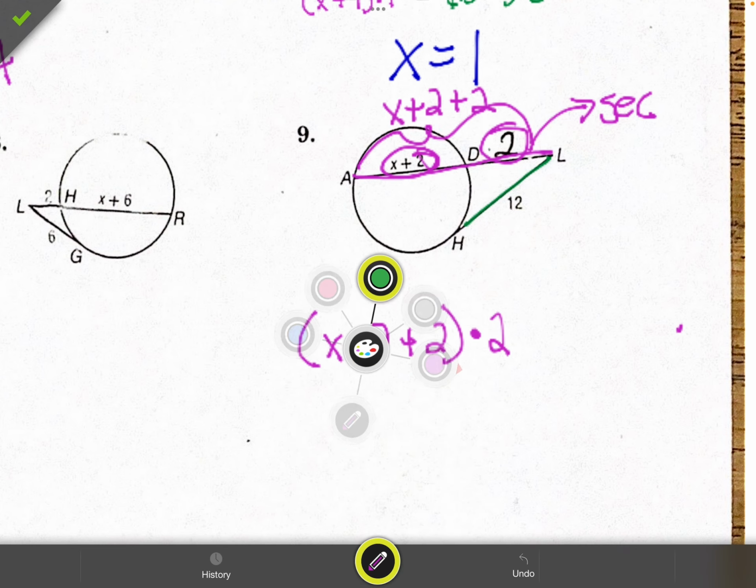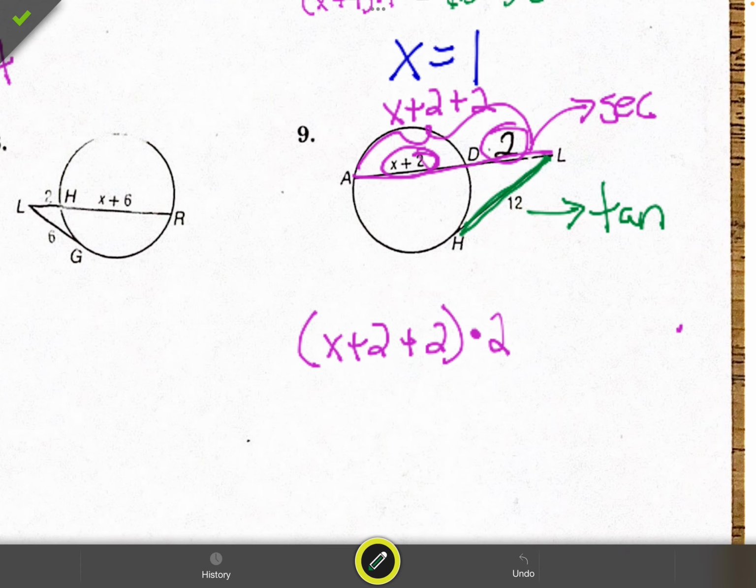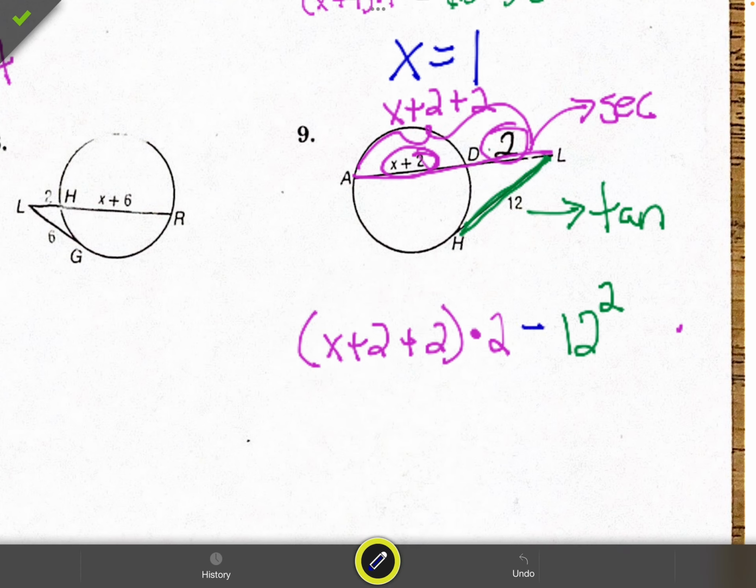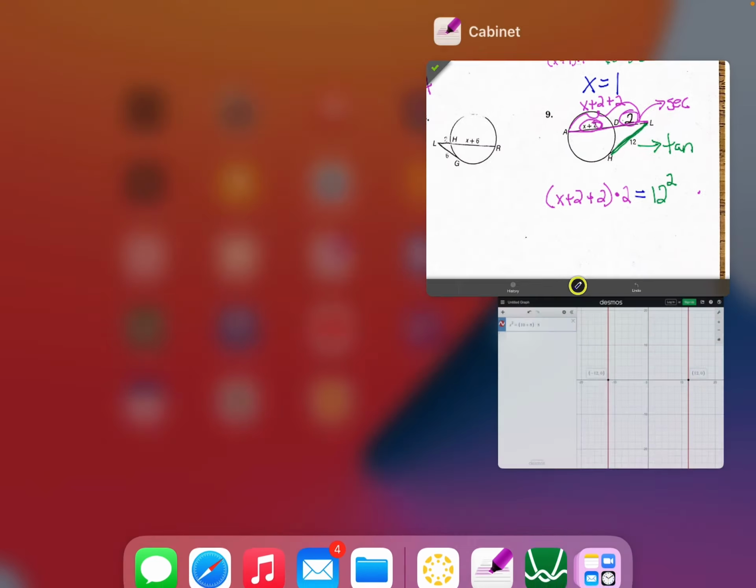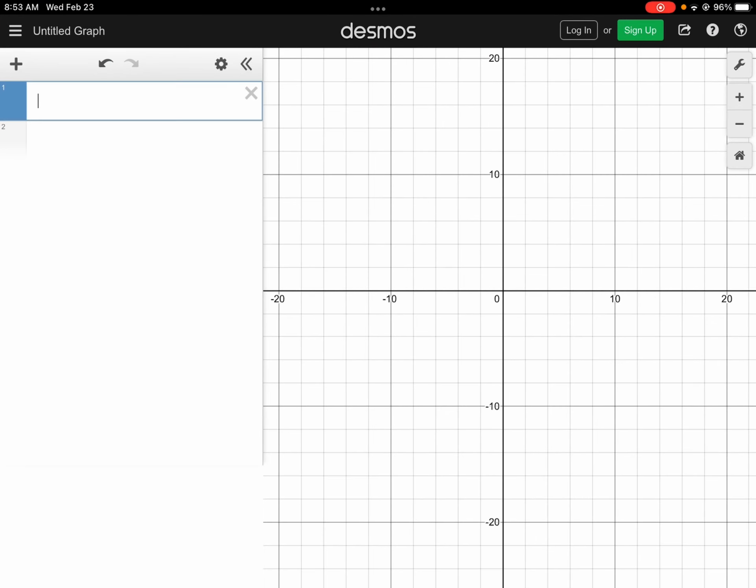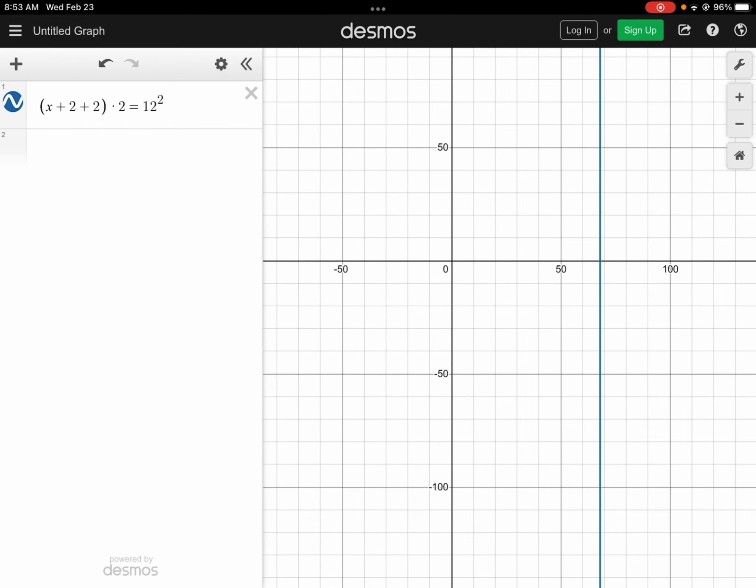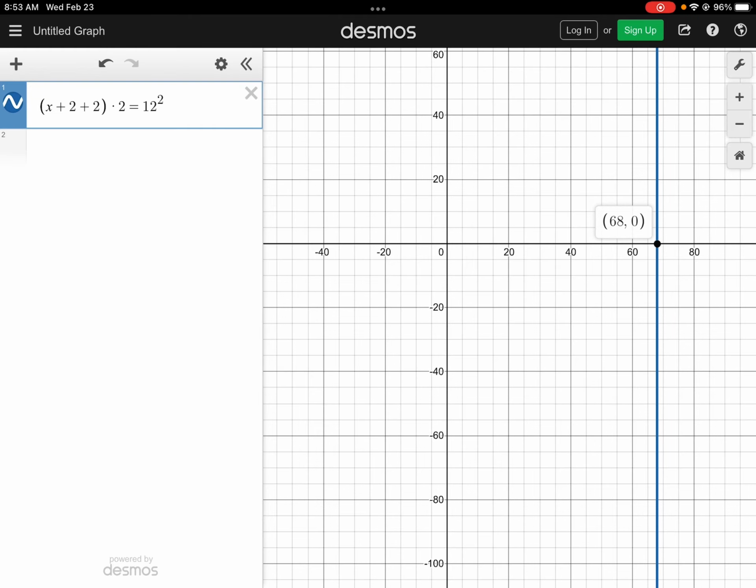Now we got to set up our other segment. I look here, it's only one piece. When it's only one piece and it's on the outside, that is your tangent. The rule for tangent is you take it and you square it. So we set that up. Now we just set our 2 pieces equal and we type them into Desmos and let Desmos do the hard work. So x plus 2 times 2 equals our tangent that we squared. Now can't see it, gotta zoom out. So x is 68.